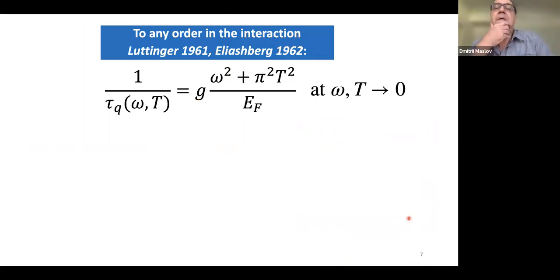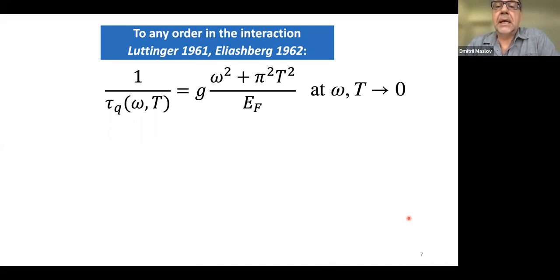Okay, so the Fermi liquid scattering rate, which I mentioned before, can be obtained in perturbation theory, but it can also be obtained for any order in the interaction. And this was done by Luttinger and Nozières in the early 60s.